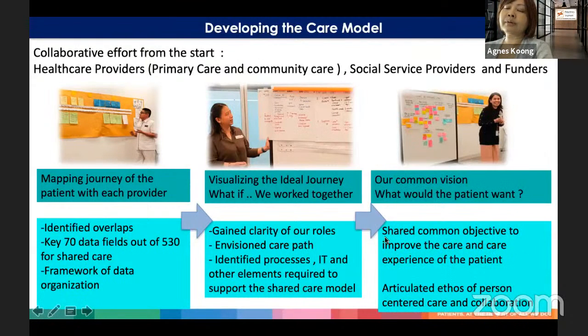And so finally, this whole almost year-long exercise, because it included the development of the app, brought us to a common vision, really, to have different parties come together with the common objective to improve the care and to meet the care needs of our patients, to improve their care experience as well. We were also able to articulate the values of what we hope to deliver, what we meant by person-centered care delivery, and importantly, also the spirit of collaboration amongst partners who do not really belong to the same unit of organizations. So this was really from relationship building and respect.